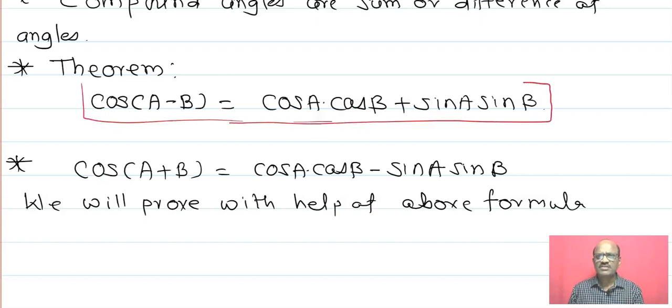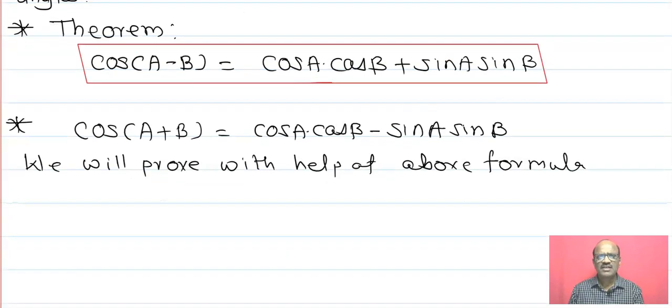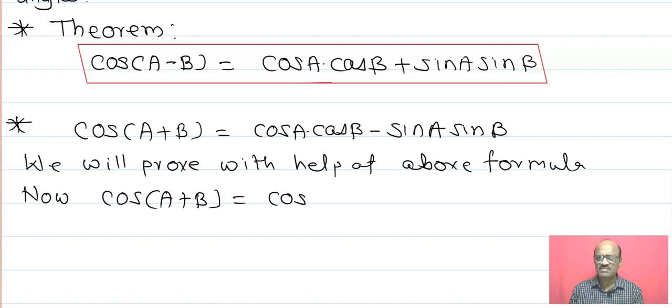The derivation of this formula is not required, but sometimes in exams, in some colleges, it may be asked. You practice it from the textbook, writing it two to three times. Only the simple distance formula is applied there and you can get it. Cos of A plus B is equal to cos A cos B minus sin A sin B.